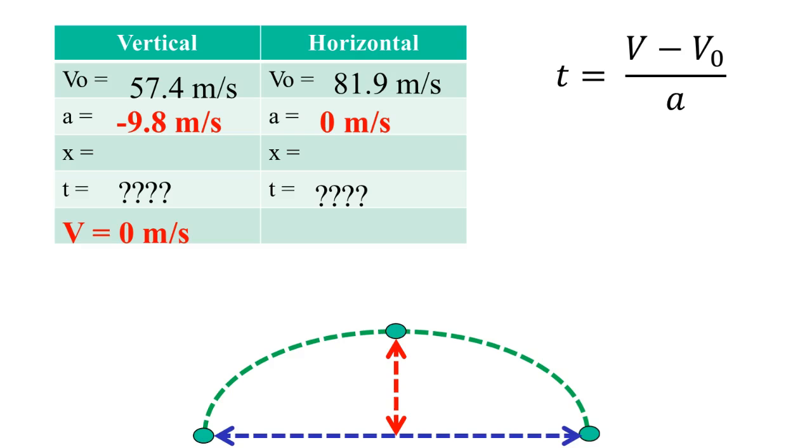I'm going to plug in my given information. V, my final velocity, is 0. V sub 0, my initial velocity, is 57.4. And A, my acceleration, is negative 9.8. So I'm going to plug all that in.